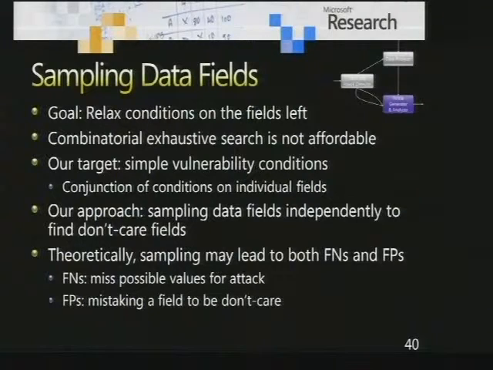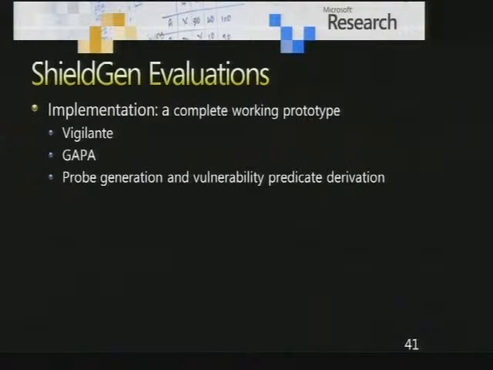vulnerability. And theoretically, I want to point out that sampling may lead to both false positives and false negatives. For instance, if we miss possible values for an attack, then we'll have false negatives. Also, if we mistake a field for don't care because we only sampled certain values, then we'll have false positives. We'll miss some attack. But in our evaluation, we didn't observe any false positives by doing some sampling.